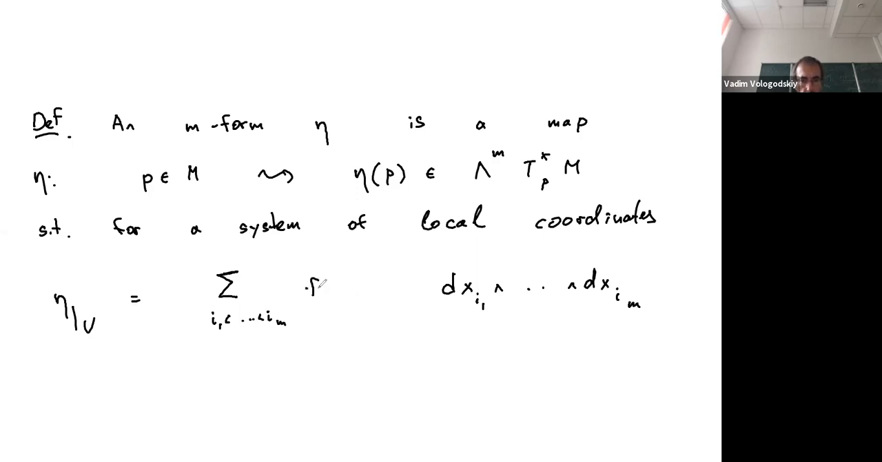So if you let p vary, you get functions, right? And my condition is that all these coefficients are smooth. Okay? So that's the generalization. Great.